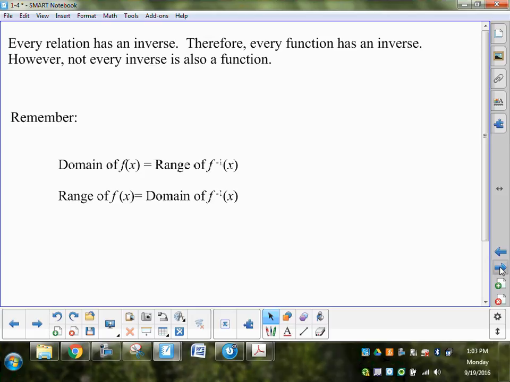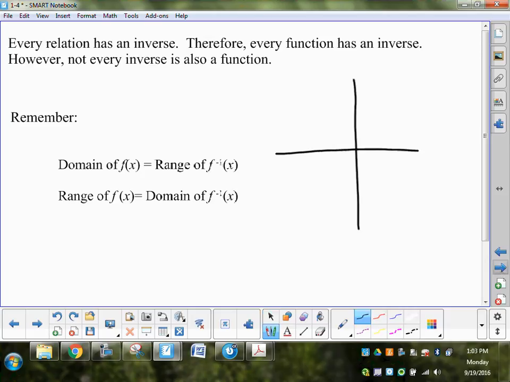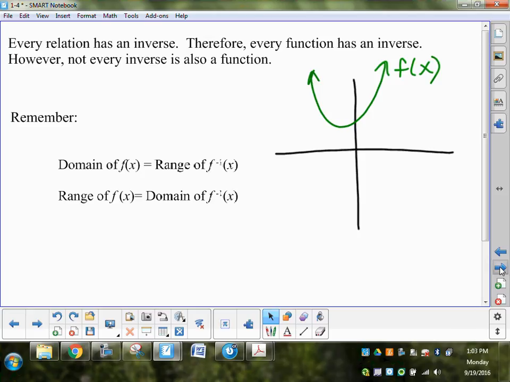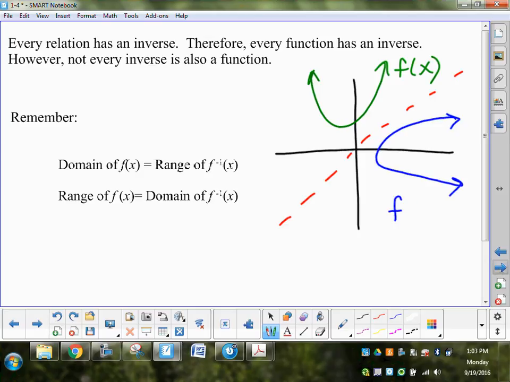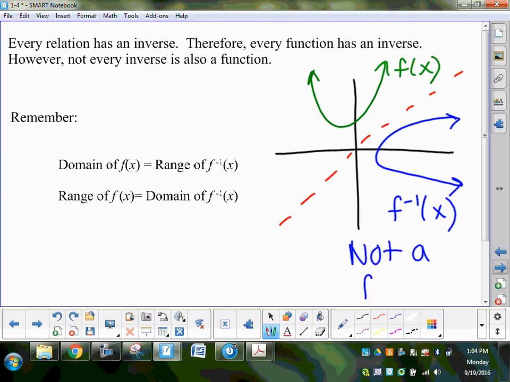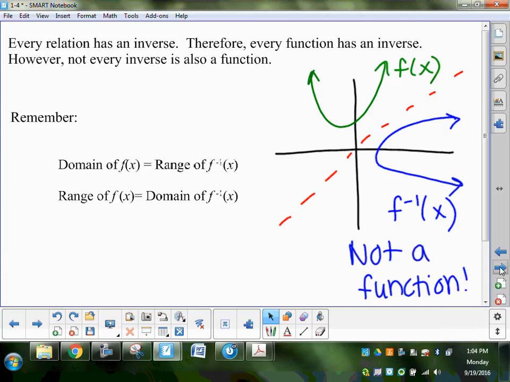A parabola. So, here's a graph. Here's my original function. Here's the line y equals x. The inverse is the reflection of this over this line, so it would look something like this. Questions on that?